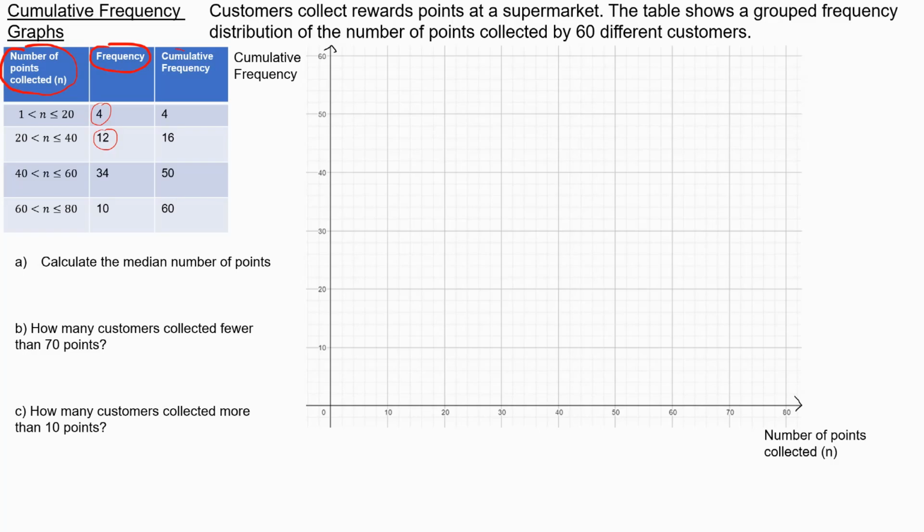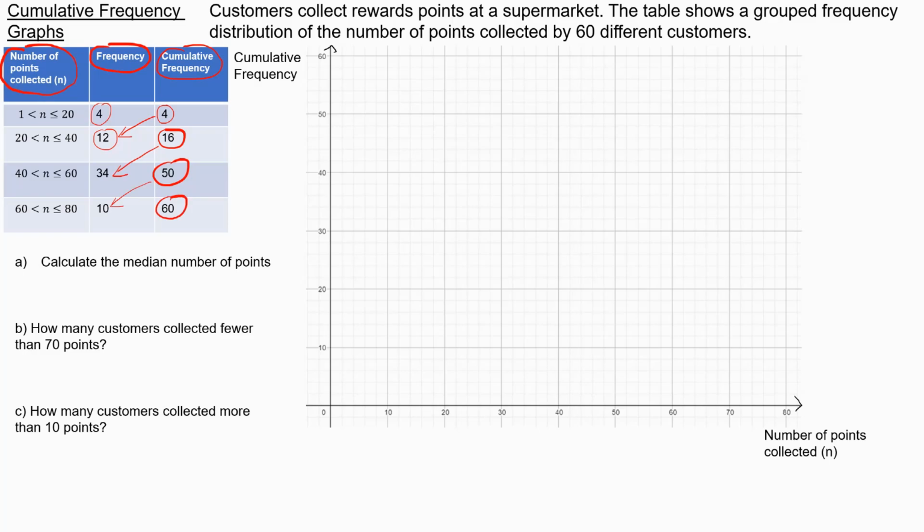And in the column on the right, we have cumulative frequency. 4 people collected between 1 and 20 points. 4 plus 12 is 16, so that's our second cumulative frequency value. 16 plus 34 is 50, and 50 plus 10 is 60. So there were 60 customers in total.